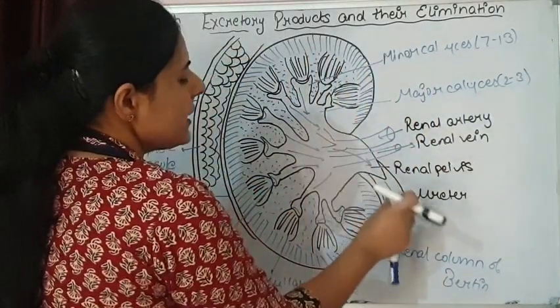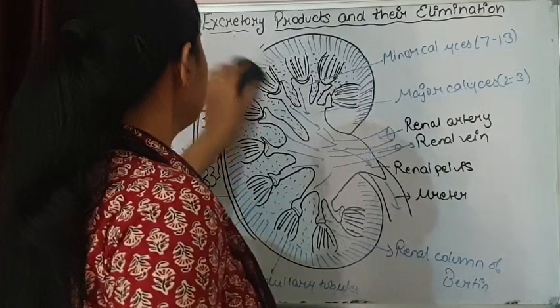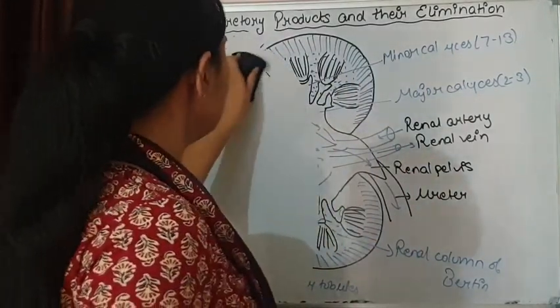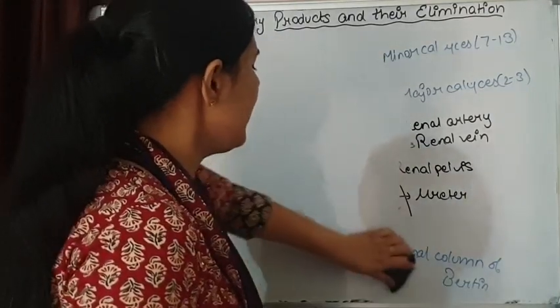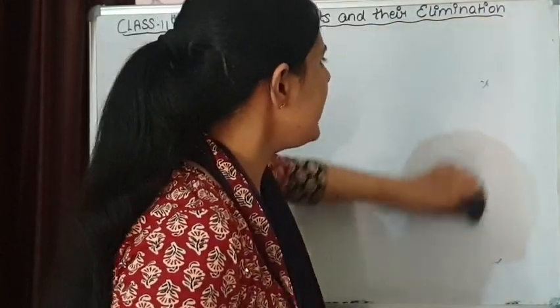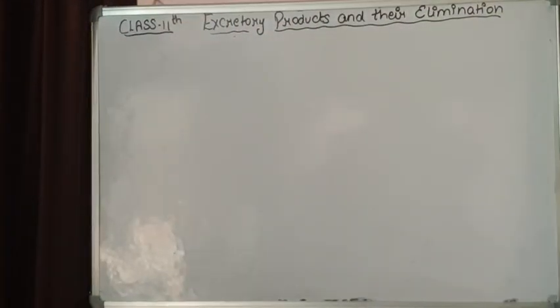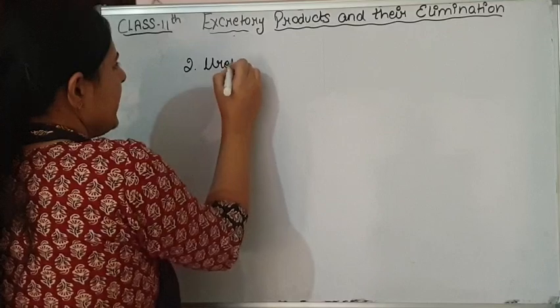After kidney, the second part that is coming is ureter. So the function of ureter is, it is going to carry the urine from kidney and deliver it into or collect it into the urinary bladder. The second structure is ureter.